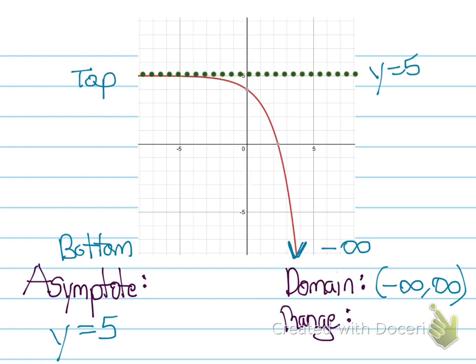So my range is going to be from negative infinity to 5. And you always put parentheses next to the infinity signs and bracket next to numbers. And that's it.